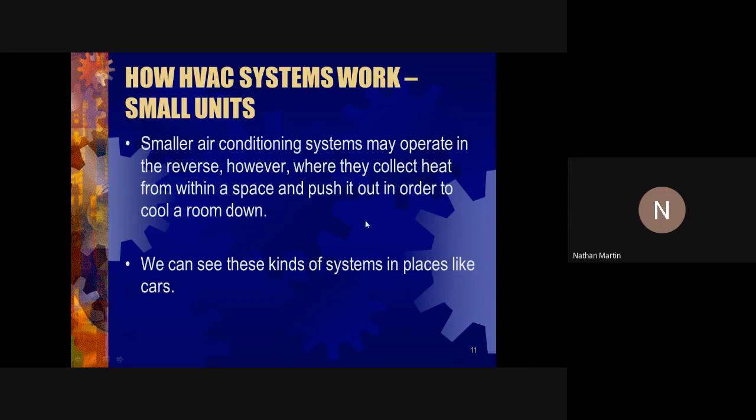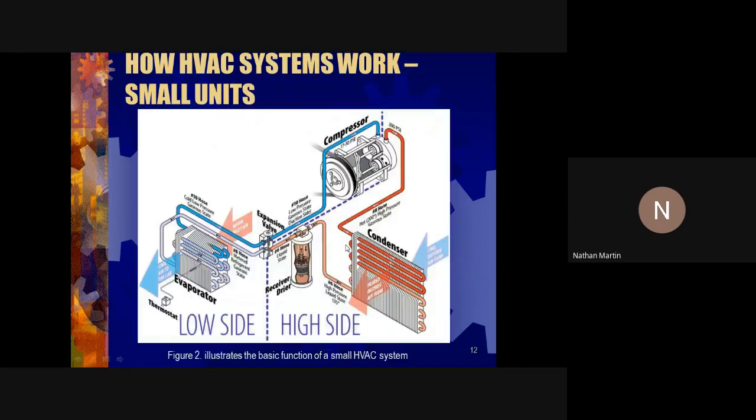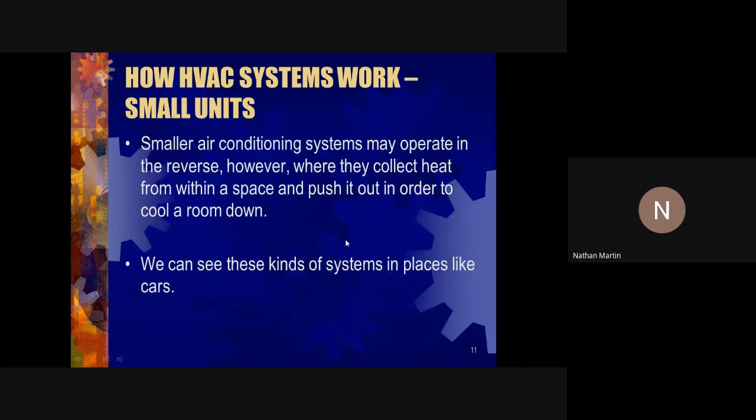Smaller air condition units, so let's have a look at the small units, may operate in reverse, however, where they collect heat from within a space and push it out in order to cool a room down, right? We can see these kinds of systems in places like cars. So we're talking about the smallest type of AC system available. I use a car because it's something that persons can relate to in terms of our HVAC system, meaning it has hot and cold being provided.